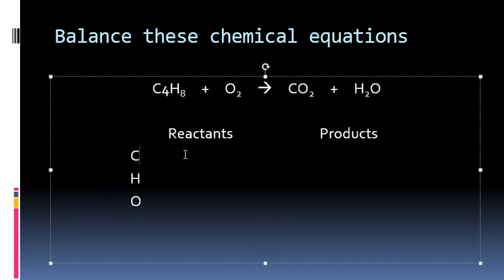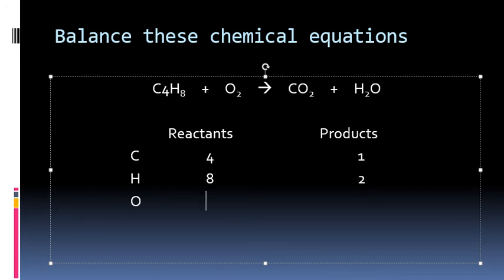Now, same trend as always, let's just count up how many of each element we're starting out with and see which ones are not balanced yet. So carbon only shows up on the reactant side for C4H8. Therefore, there are 4 carbons on the reactant side. And for the product side, we only see 1 mole of carbon because of carbon dioxide. Going on to hydrogen, C4H8 carries with it 8 moles of hydrogen. And on the product side, we have water, which only has 2 moles of hydrogen.